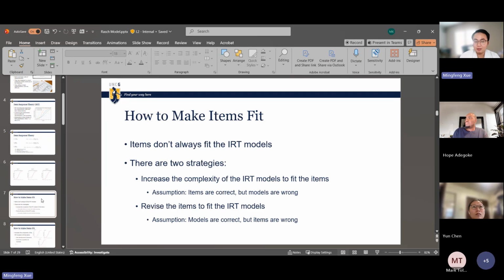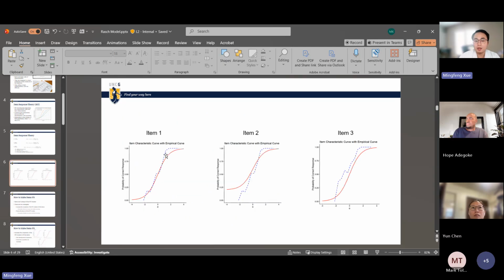The second is actually to revise the items to fit the IRT model. For example, we start with the 1PL, and we observe some deviance. Maybe for this item, it is at the higher end of theta. Then we need to control this part. We need to control some of the item properties to make this part of the responses more aligned with the expectation, which is the red curve.